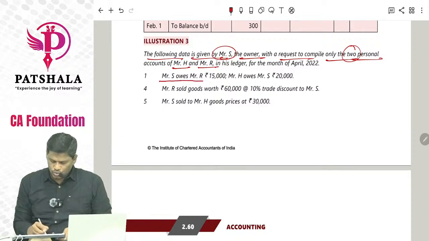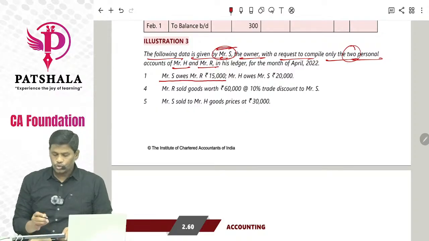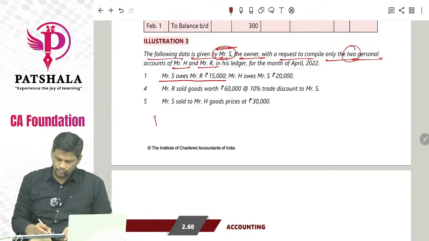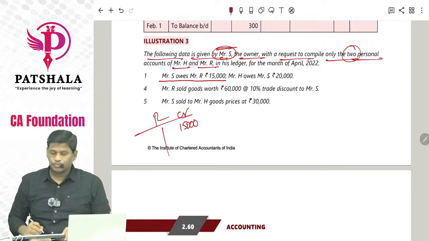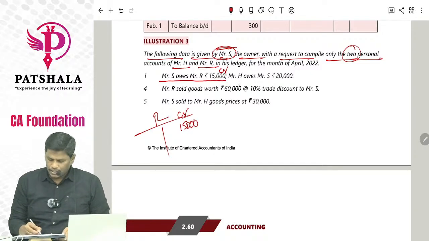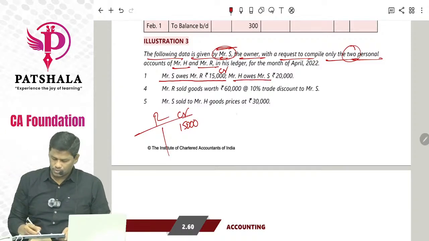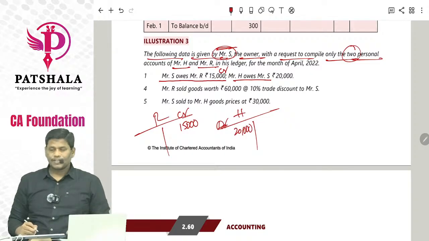S owes to R 15,000. Who is owing to whom? S is our owner. You owe to R. Who is R now? Creditor, because we owe to him, no? So R is our creditor. H owes to S. H is owing to us. So what is H? Debtor. So first thing, note it, that R is our creditor.